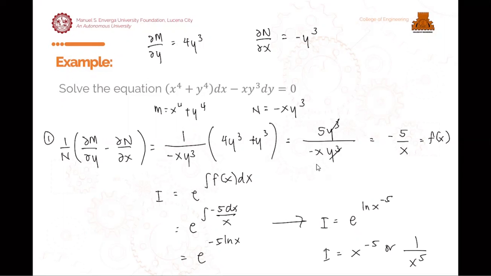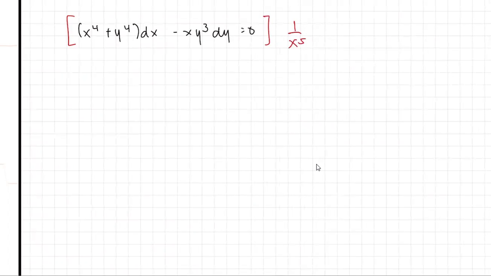And then we apply dun sa original formula natin. So we have x to the fourth, y to the fourth dx minus xy cubed dy is equals to 0. Multiply natin ng 1 over x to the fifth. Okay? So this will be dx over x plus y to the fourth over x to the fifth dx minus y cubed dy all over x to the fourth is equals to 0.